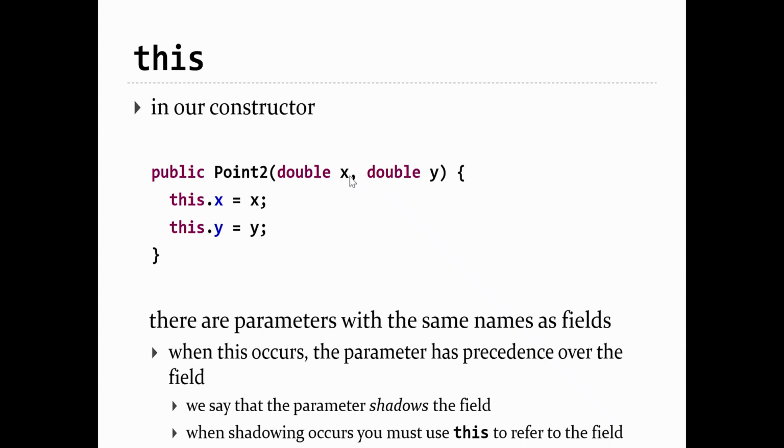So in that constructor, you've got parameters whose names are the same as the fields. When that occurs, we say that the parameter has precedence over the field, and in Java you say that the parameter shadows the field. It hides the field name. If shadowing occurs, then you have to use this in order to get to the field, which is one of the main reasons the keyword exists in the language.